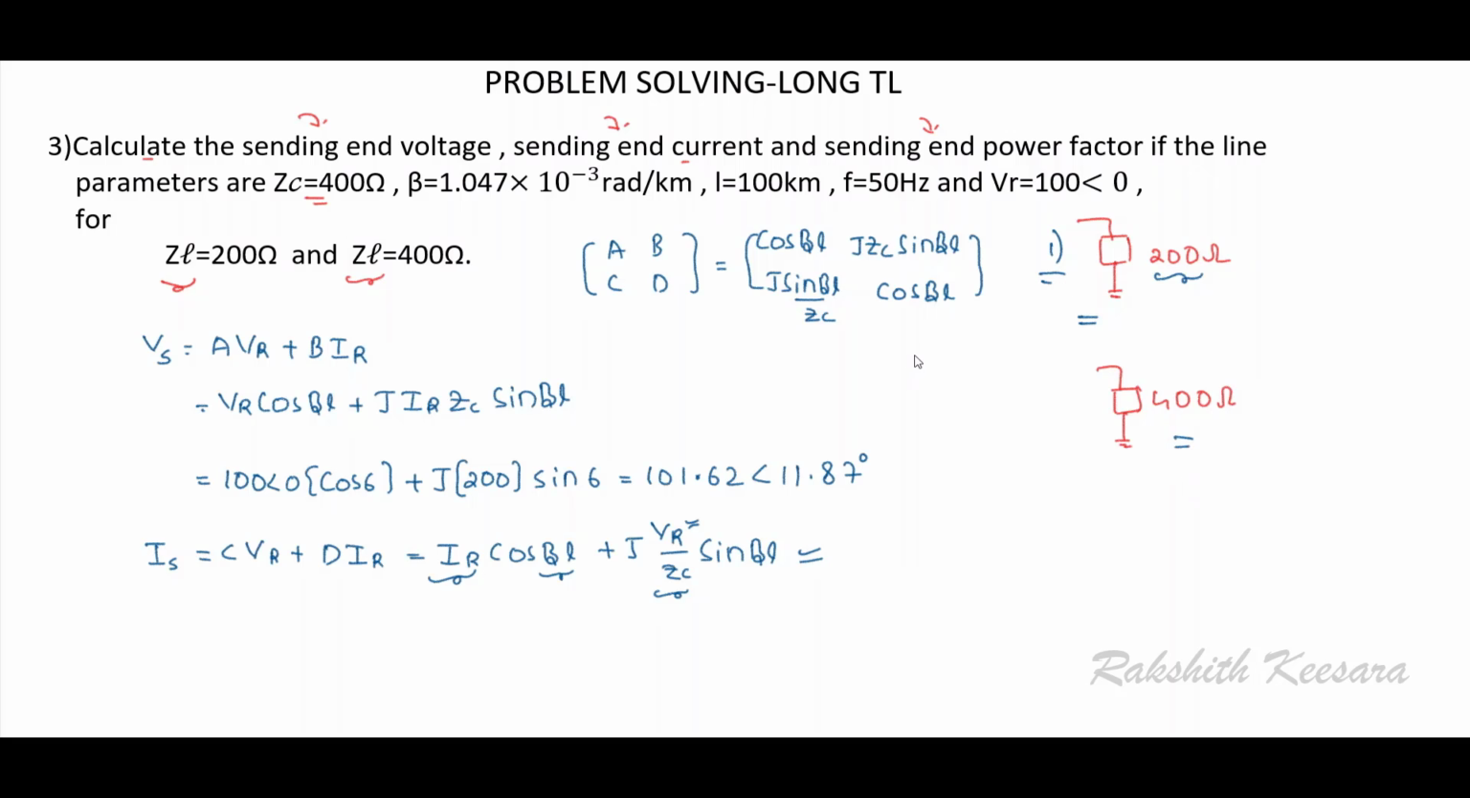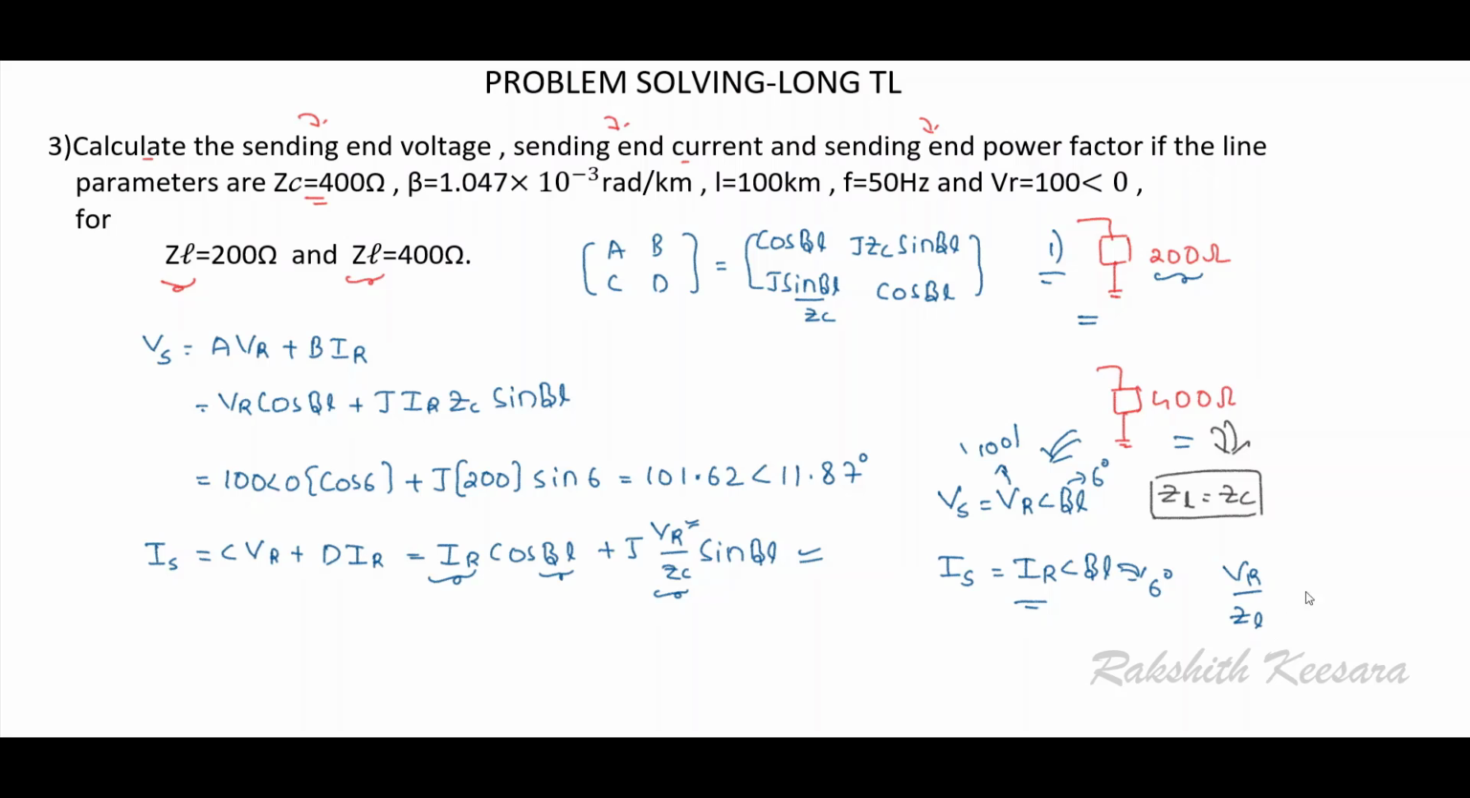In the second case, there is no need of any calculation. Why? Because here our load impedance is equal to characteristic impedance. This is the case of infinite line. And what are the results here? Vs will be VR at an angle beta L. Is will be IR at an angle beta L. You can write directly. What is beta L? 6 degree. And VR is 100. You should take only magnitude. And what is Is? IR at an angle beta L. Beta L is 6 degree. What is IR? IR is nothing but VR by ZL. That is, what is VR? 100 at an angle 0 by what is ZL? 400. So this will be your IR. If you substitute it here, you will get the equation for Is.